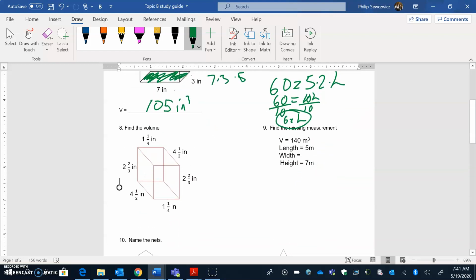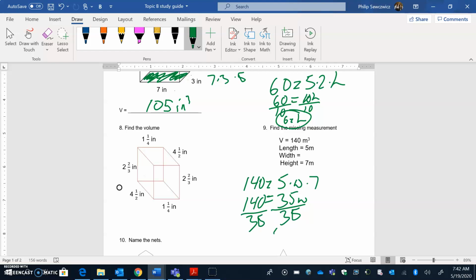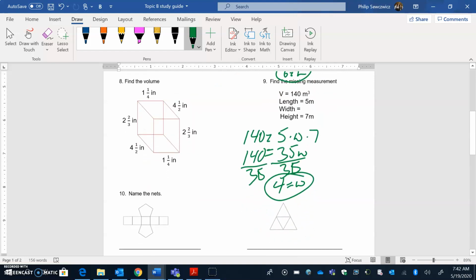I'm going to skip on down to question number 9 here because it's the same idea. Again, volume 140 has to be equal to the area of the base, so 5 times the width times height. So 5 times 7 is 35. So it's 35 times what number is going to give me 140. Again, this is why we can be a little more mathematical, because we may not know it off the top of our head. So I do know to divide. A little guess and check could get the job done as well. If I do 140 divided by 35, we do get 4 for the answer. And there we are.